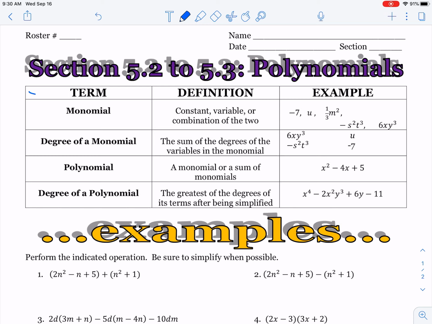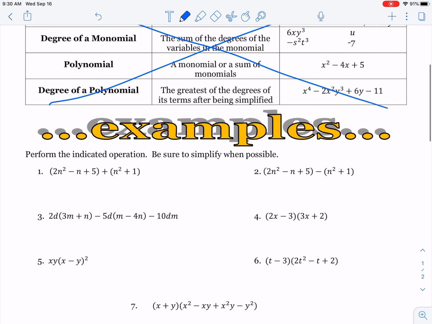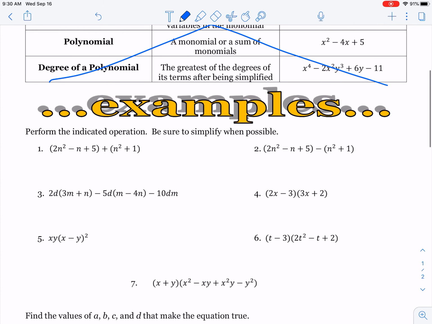So the first thing you can do is cross out the vocab at the top. We're not going to have to worry about that. I just want you to be able to apply that knowledge and be able to add and subtract polynomials and be able to multiply them. So it says in the examples to perform the indicated operation, and you have to simplify it as much as you can, if you can.